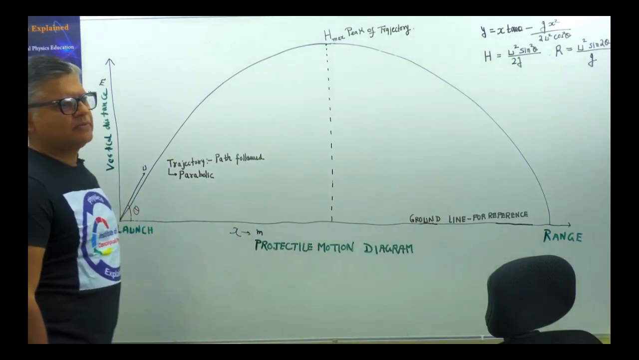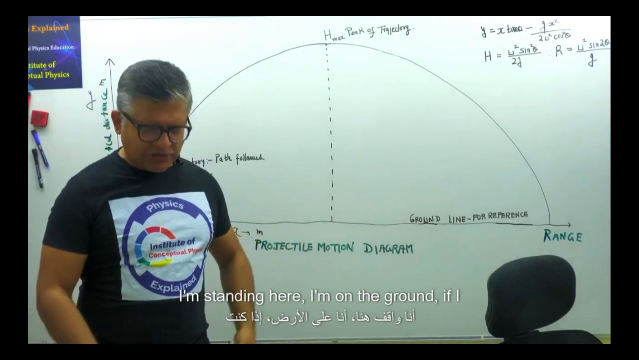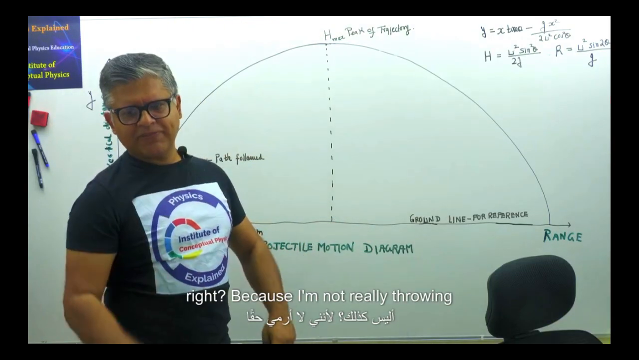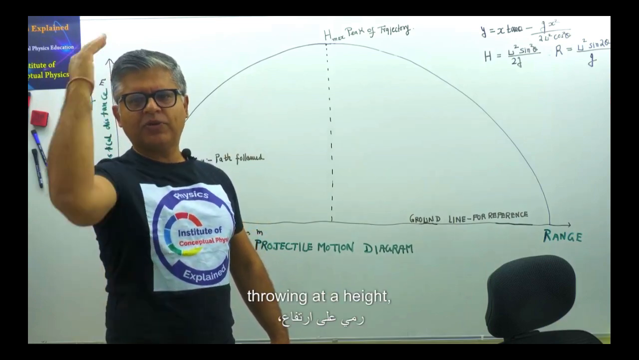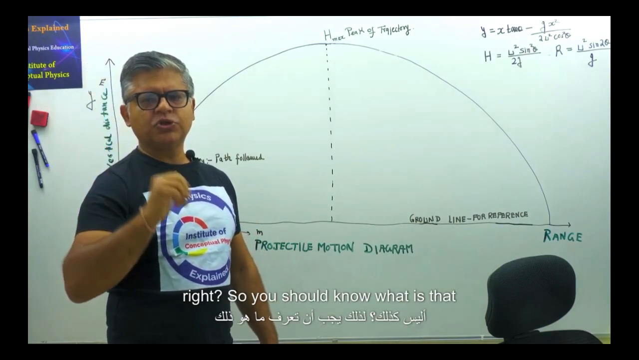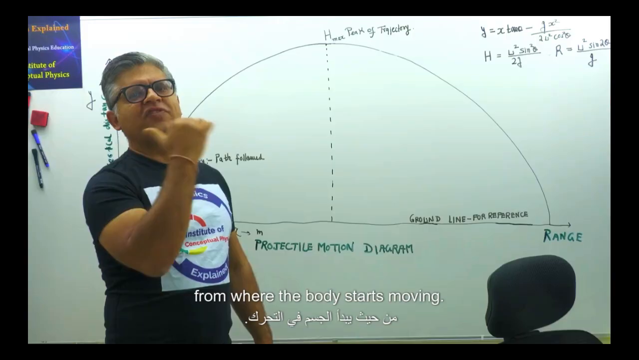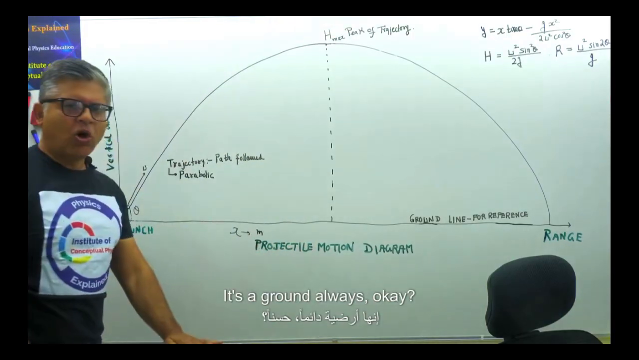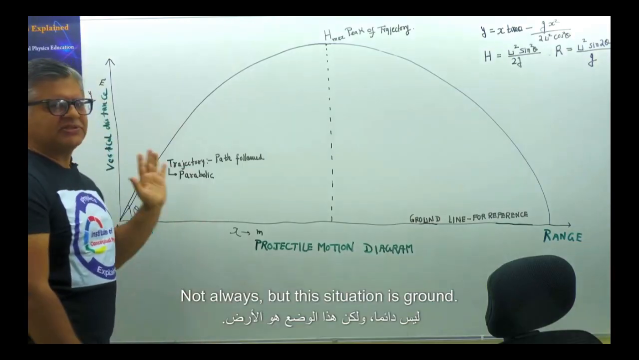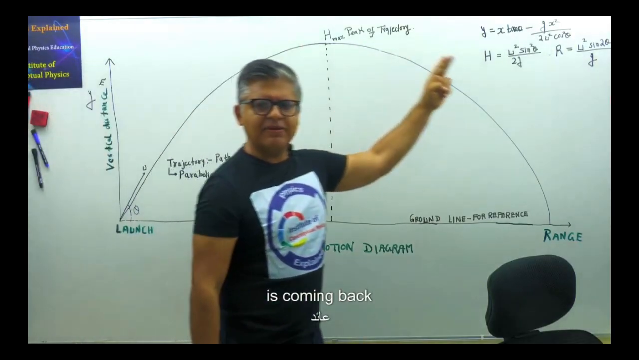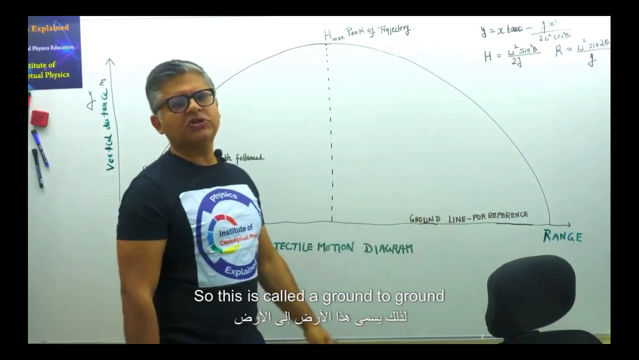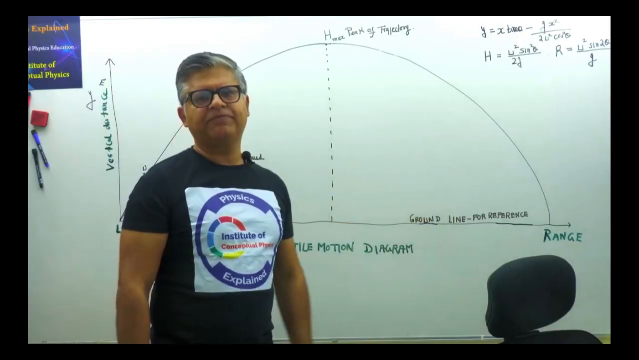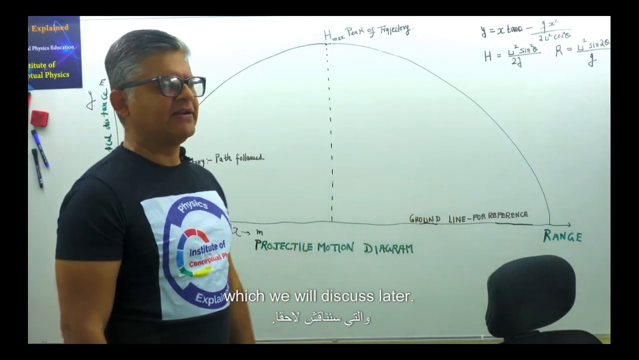This is your ground. I'm standing here, I'm on the ground. If I throw something, the angle will be measured from this place. Because I'm not really throwing from the ground, I'm throwing at a height. So you should know what is the reference point from where the body starts moving. The reference point is this. It's the ground, not always, but in this situation. And the body is coming back to the ground. So this is called a ground to ground projectile. There are other types which we will discuss later.